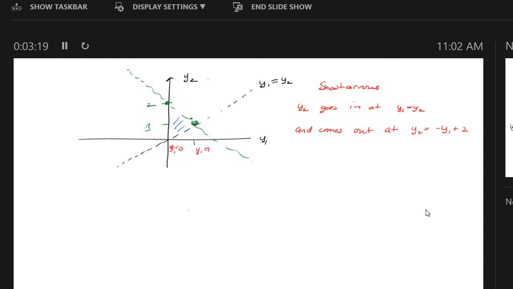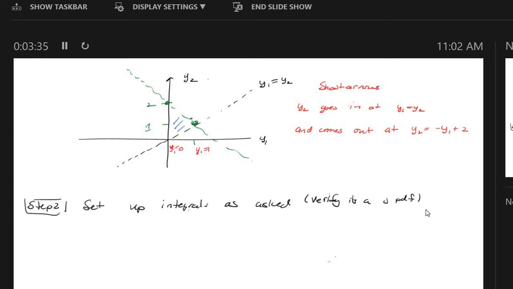How do you figure out the x-axis limits? You just look at where your shaded picture stops. Your shaded picture starts at y1 equals 0, and it ends at y1 equals 1. So now you can set up your integral. The hard part is always those limits of integration. That's the integral I need to compute.